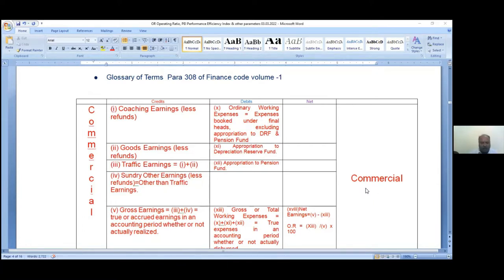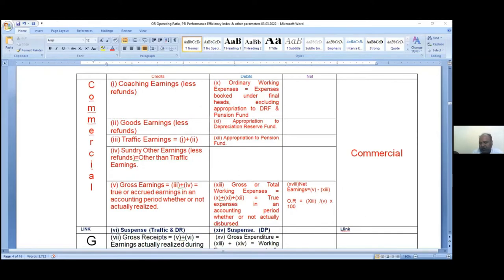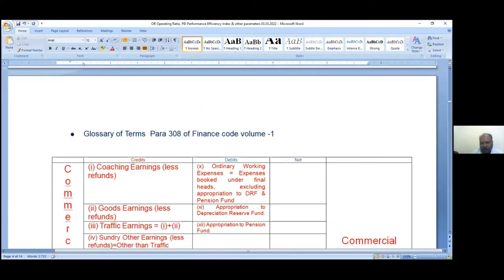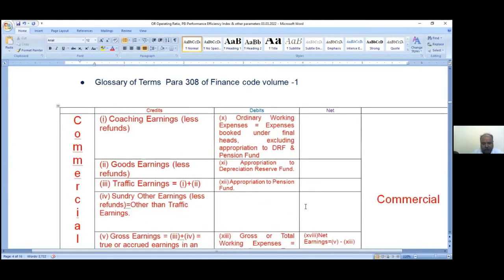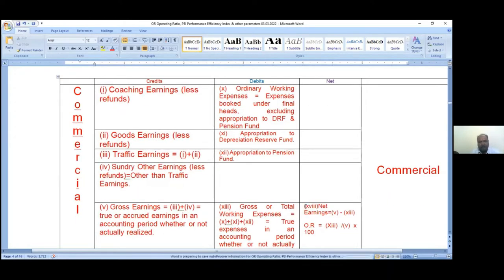Now we check what are the credits or receipts or earnings in our railways. Please check. The first item is coaching earnings less refunds. The second item is goods earnings less refunds. If you club coaching earnings and goods earnings, it is called parcel and goods earnings, that is 1 plus 2. And the fourth item is sundry other earnings, that means other than those earnings.